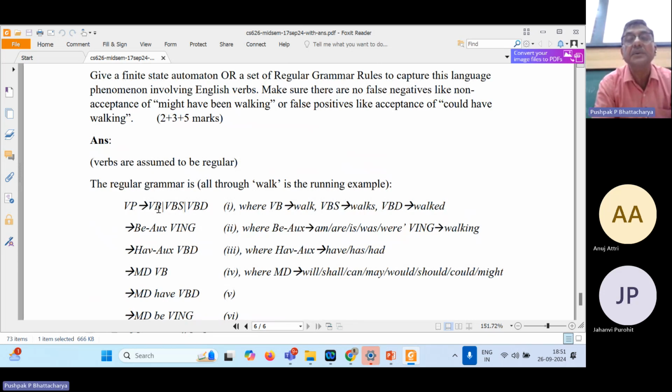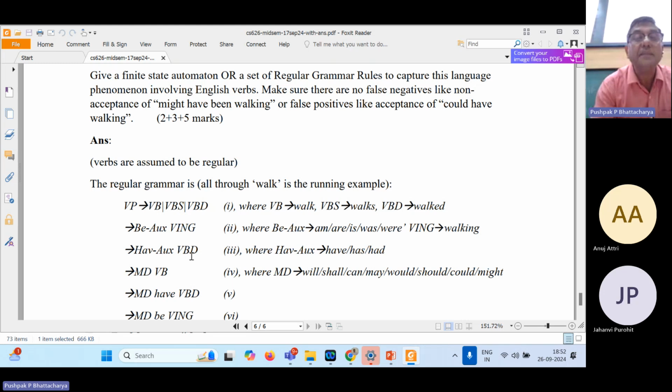Verb phrase goes to VB, which is walk, VBS walks, and VBD walked. A verb phrase can be composed of a single verb form, which is only these three. Notice that only walking cannot form a verb phrase. It needs an auxiliary verb. Then we have a verb phrase which can be a be auxiliary verb, that means am, are, is, was, were, one of these, and the ing form. The ing form is walking. That is the only way a verb phrase ending in an ing verb can be formed.